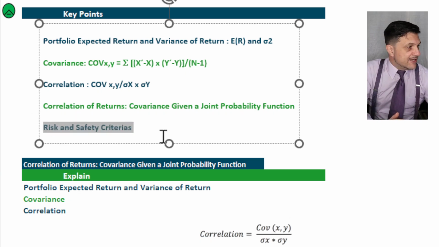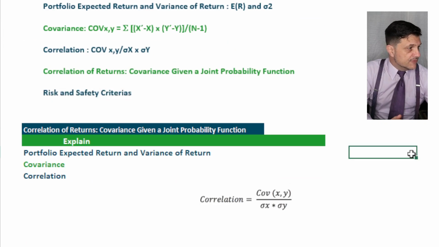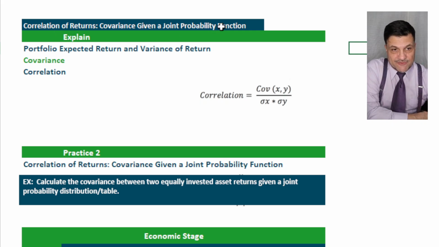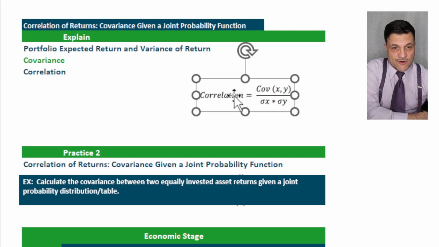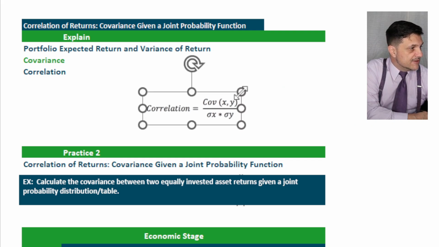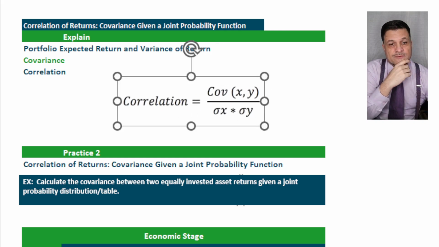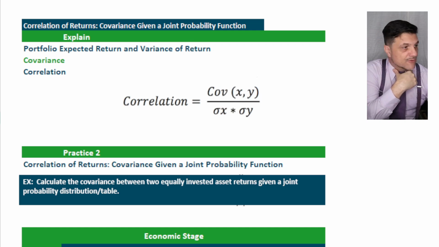In risk and safety criteria, which I think are the stars of this learning module, portfolio mathematics, all right, let's go straight to the point. Look at that. Correlation of returns, so covariance given a joint probability function. So the portfolio expected returns and variance of returns, covariance and correlation. We've already seen this formula before, friends. So let's put that up a little bit, there we go. That's the formula I want you to put in your pocket, the correlation from the covariance. That formula is very important in my opinion.